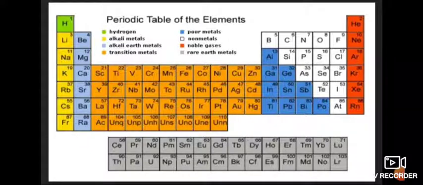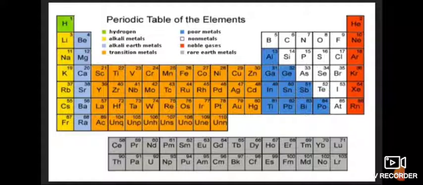Now, could you identify how to predict the period and group for a given element? Period can be predicted by the number of energy shells. If it has one shell, it is present in the first period. If it has two shells, that means K, L, it is present in the second period. 3 shells means it is in the third period. Could you recall all the shells? K, L, M. K contains 2 electrons, L contains 8 electrons, M contains 18 electrons. It goes on like this.